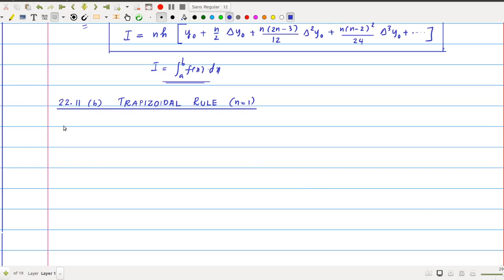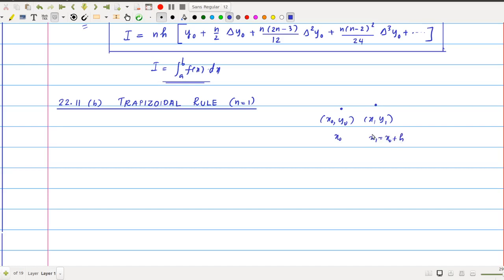This session is 22.11 B, trapezoid rule, when n is equal to 1. That means when you use Newton's forward interpolation formula, we use a linear polynomial to approximate f of x. That means we will consider x0, y0 and x1, y1. These are the 2 points, and this is x0 in terms of x. This x1 will be x0 plus h.